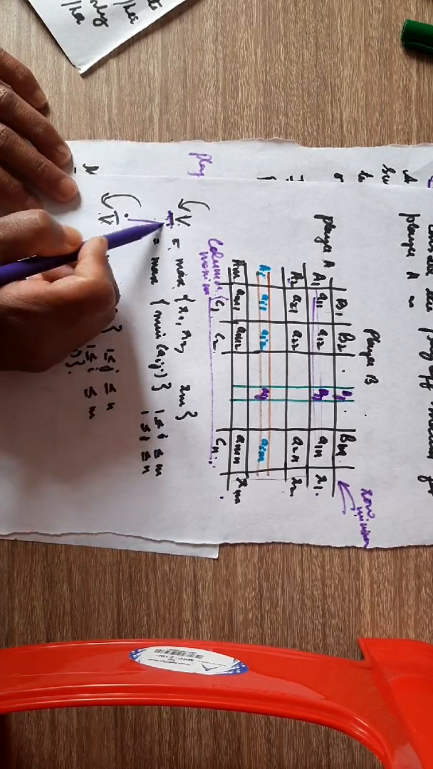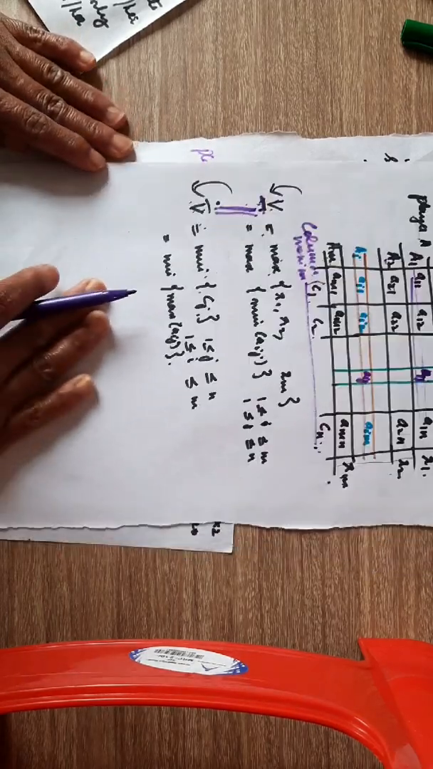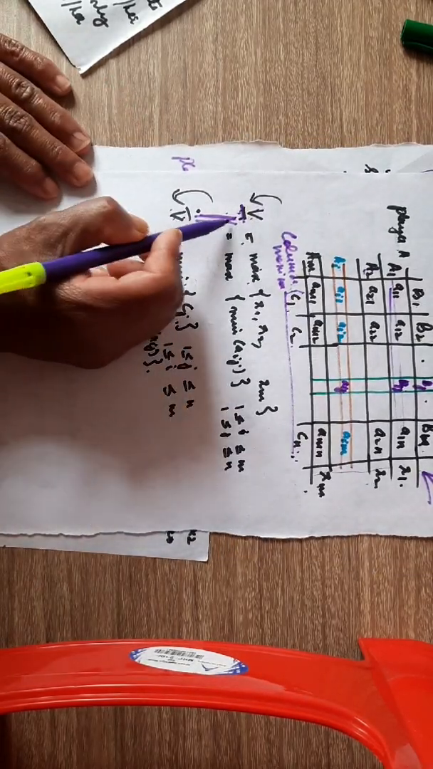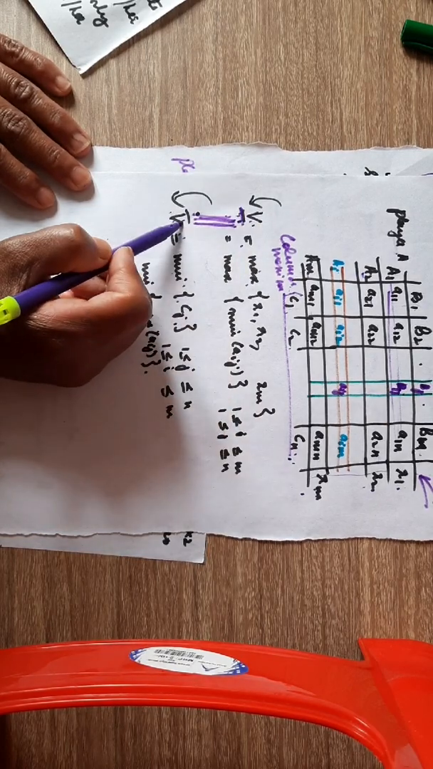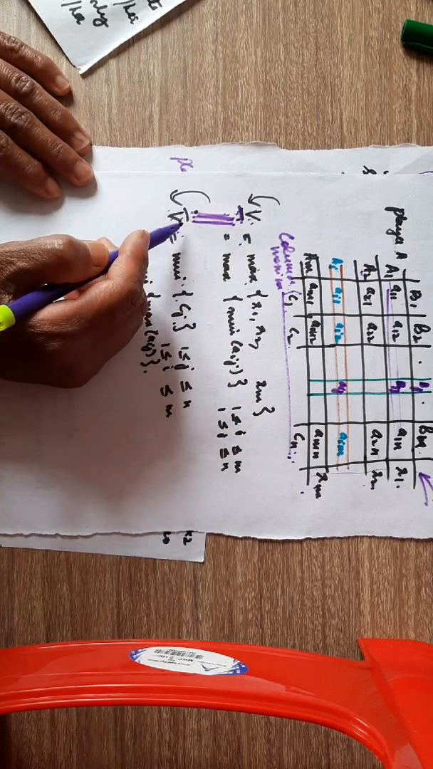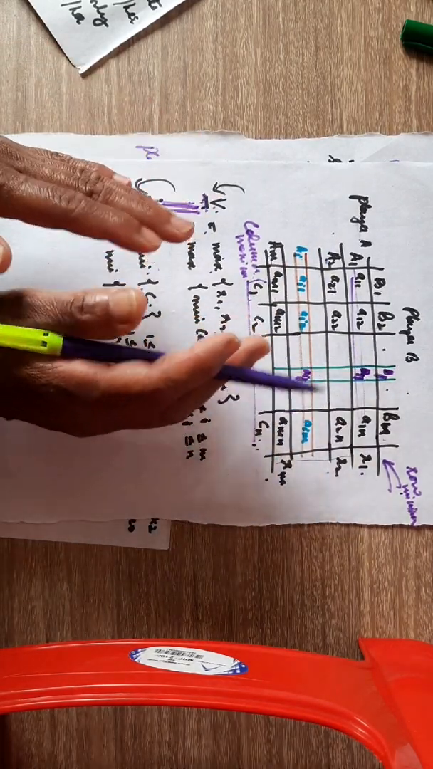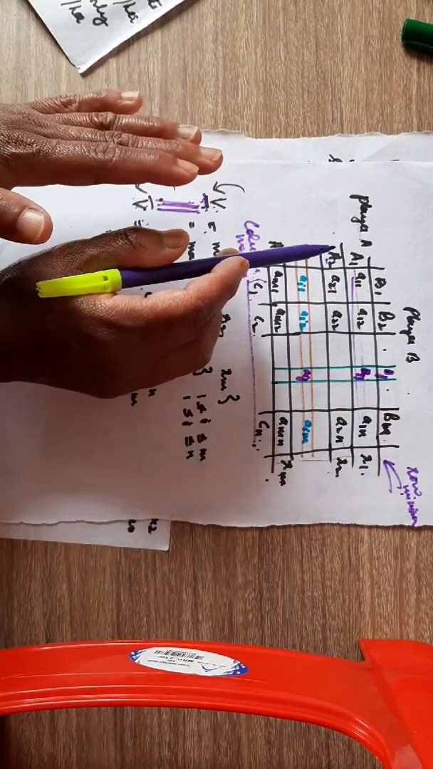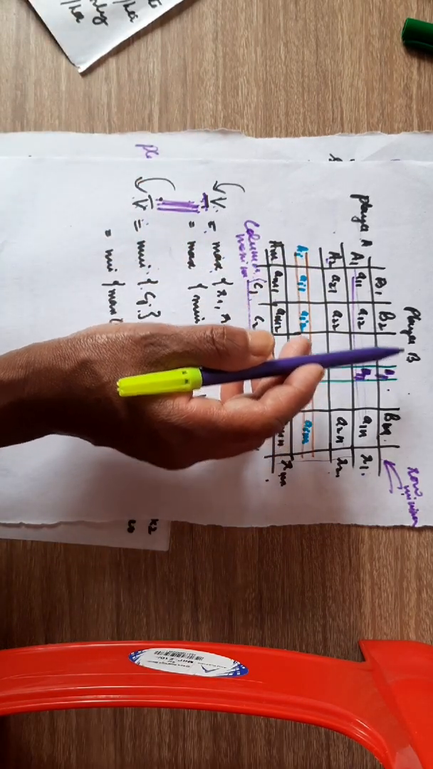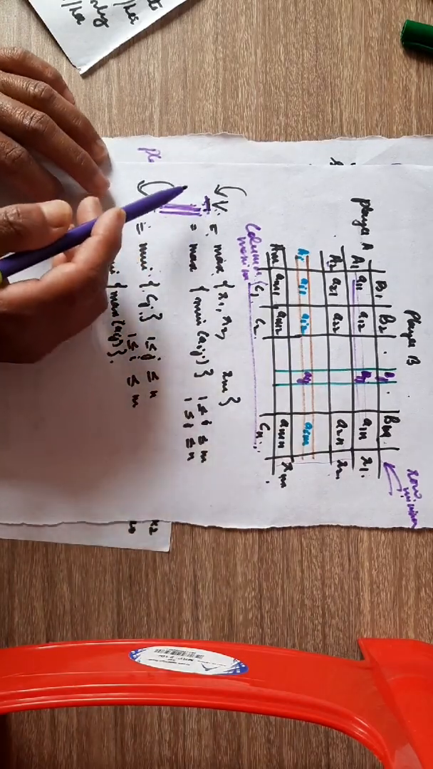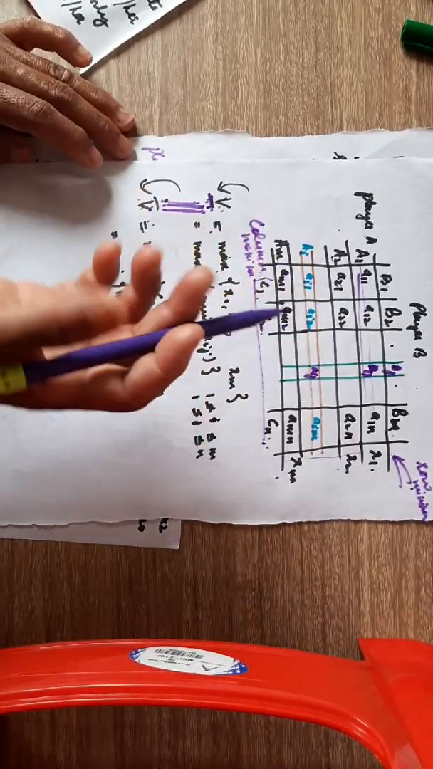Now if these two values are equal, then the corresponding strategies where this V lower bar and V upper bar occur will be called the optimum strategies for player A and player B. That means which strategy player A needs to apply and which strategy player B needs to apply in order to optimize the outcome.